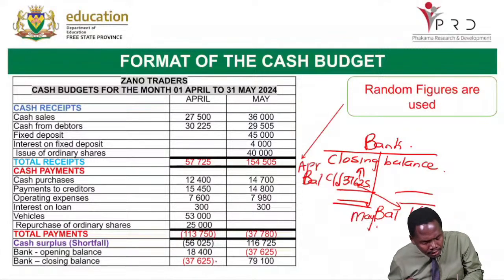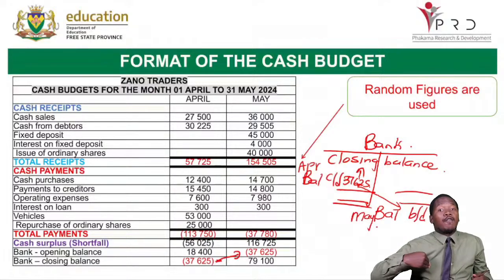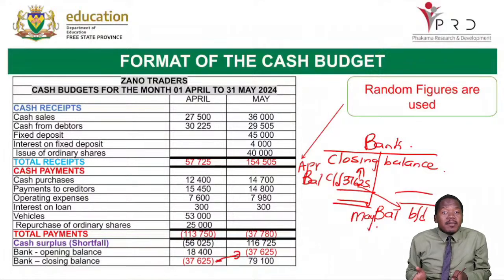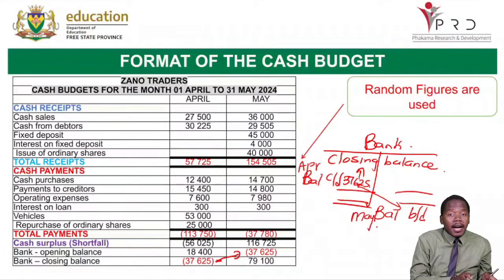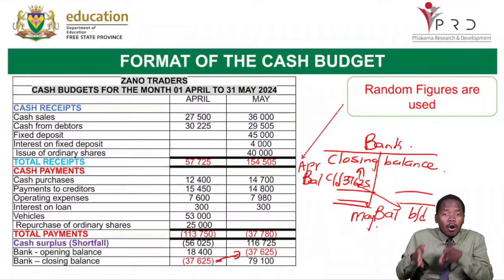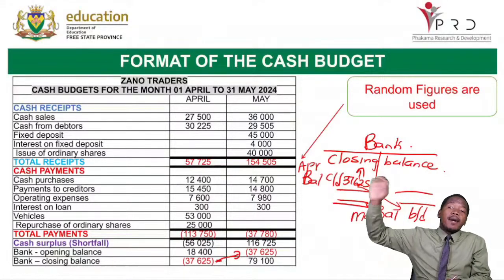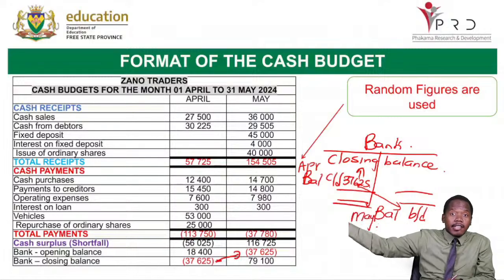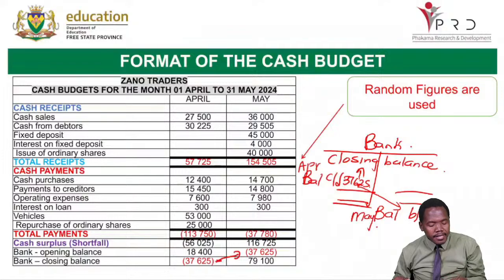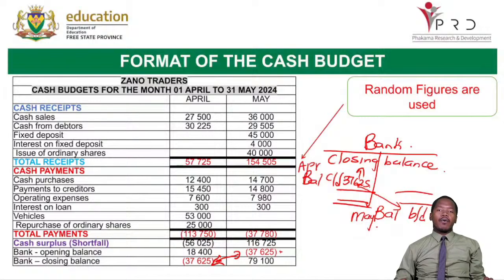Okay? So the closing balance for the previous month becomes an opening balance for the following month. Meaning the closing balance for November becomes an opening balance for December. Closing balance for September becomes an opening balance for October. So that is how it works. Same thing applies. An opening balance for September is the closing balance for the previous month, which is August. Same thing applies. May opening balance is the closing balance for April.